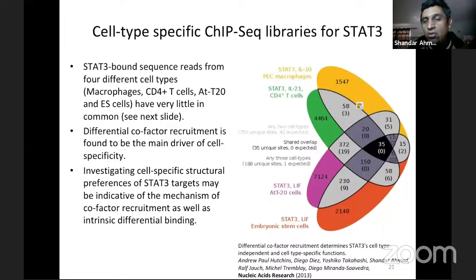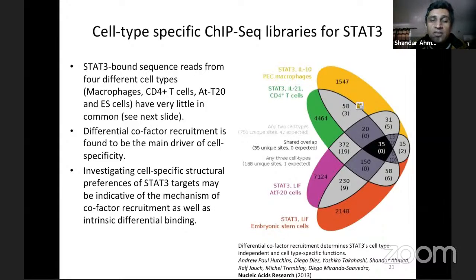This Venn diagram shows data collected for the same transcription factor, known as STAT3, from 4 different cellular conditions. Only 35 sites were common to all of them, whereas 1,547 sites, shown on top, were unique only to macrophages, and the one shown at the bottom is embryonic stem cells, with 2,148 sites bound by STAT3 only in embryonic stem cells. So the point here is that the same transcription factor, when it goes to different cells, performs totally different functions. It regulates different genes and it binds to different locations of the genome.